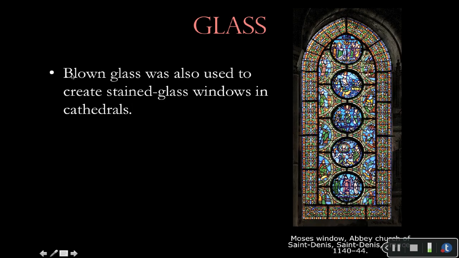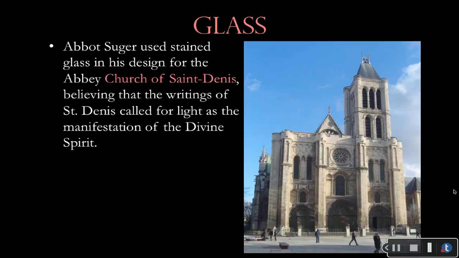But even more importantly, I'd say we've got the use of blown glass to create stained glass windows in cathedrals. And this is where we really see glass coming to the fore, I would say at the end of the Middle Ages, and especially when we move to the Gothic era, where we have cathedrals that are getting taller and taller, and the walls are becoming thinner and thinner and thinner to allow more light to enter into the space.